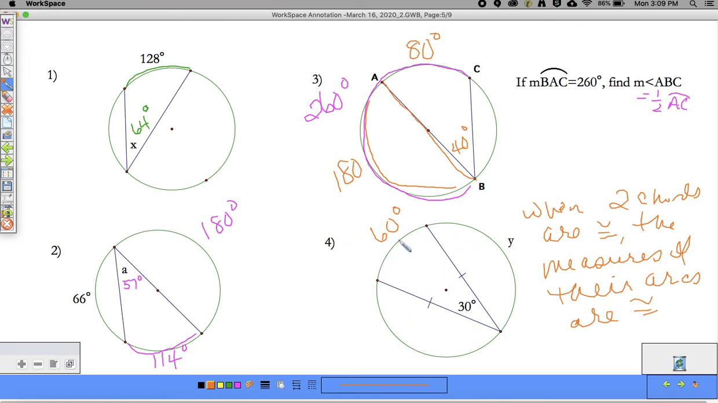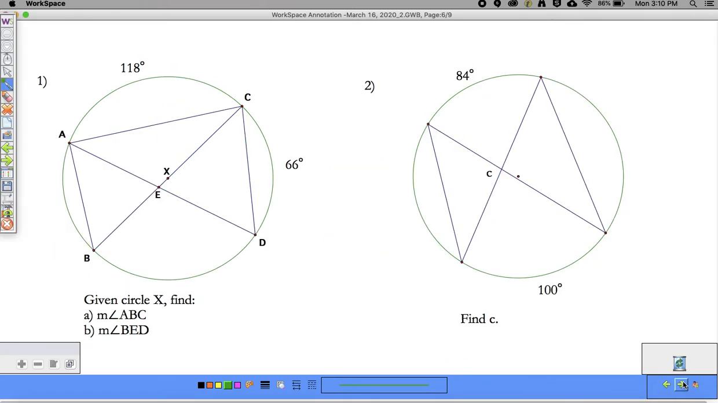So my thing is, here's 60 degrees, and how many degrees are in a circle? If you said 360, bravo. So if you do 360 and you subtract that 60 degree arc, you get 300. So that means the rest of this whole thing, all of this, all the way around is 300. So therefore, from here to here is going to be 150 degrees. So y is 150 degrees. Okay?